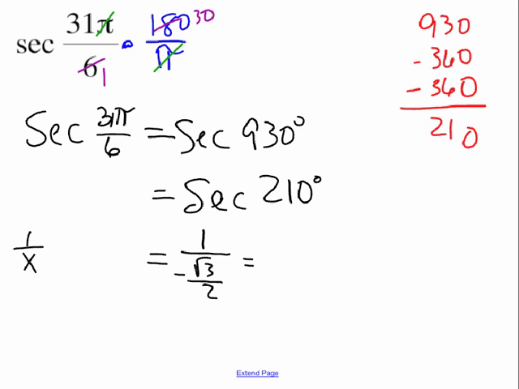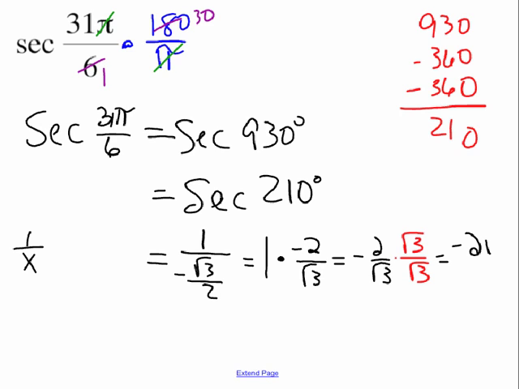And of course, when I'm dividing by a fraction, I'm multiplying by a reciprocal. So this is really 1 times a negative 2 over radical 3. And so that is a negative 2 over radical 3. We are not allowed to leave those radicals in the denominator. So I rationalize the denominator. And my final answer is a negative 2 radical 3 over 3. So the secant of 31 pi over 6 equals the secant of 930 equals the secant of 210 equals this lovely, lovely fraction right there.